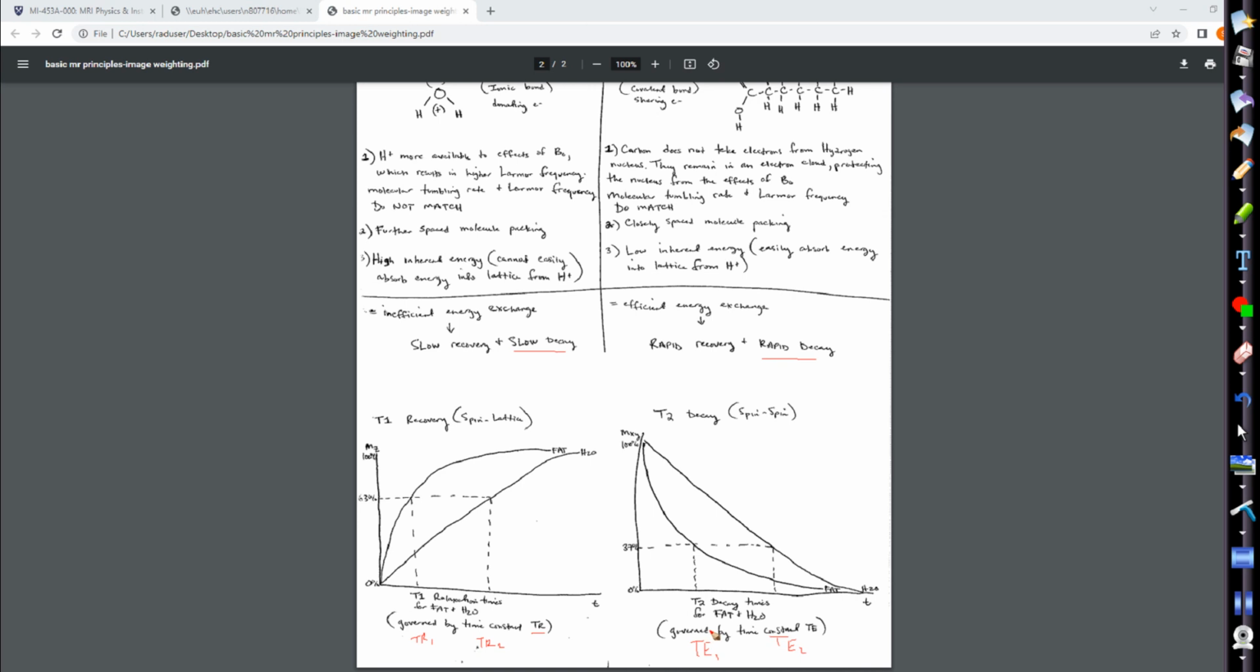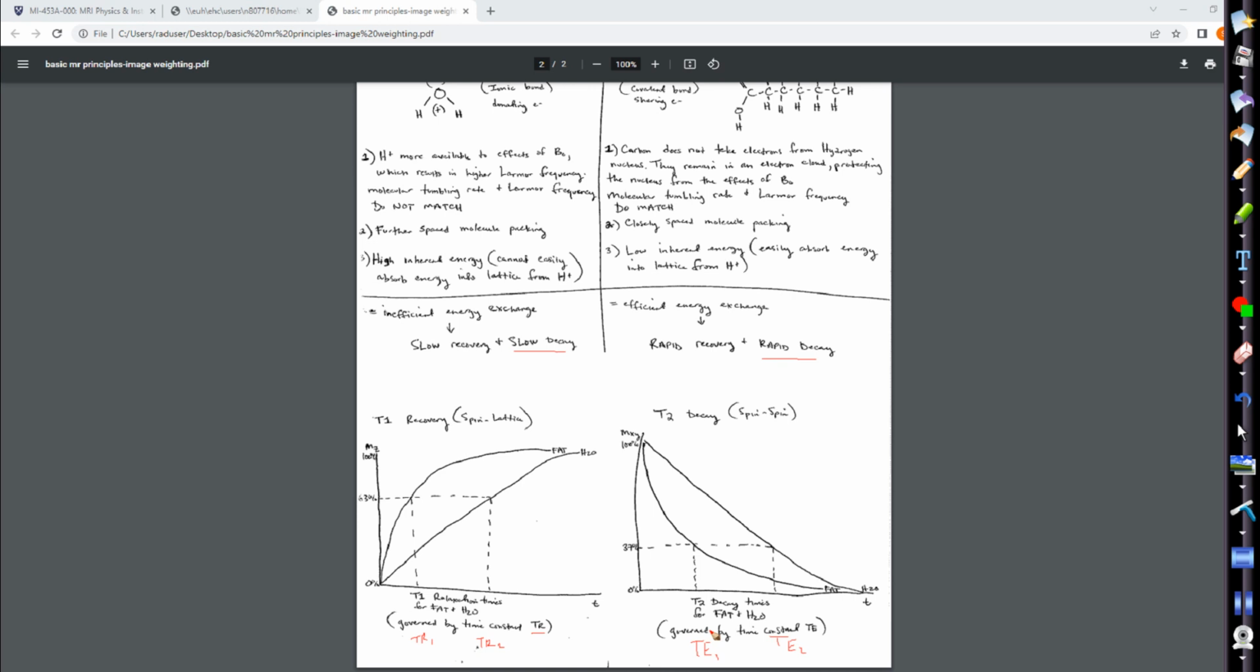So the first point up there about the molecular tumbling frequency and the normal frequency. What exactly is the molecular tumbling rate? Is it referring to the entire molecule tumbling or the spins precessing? It's the entire molecule tumbling.